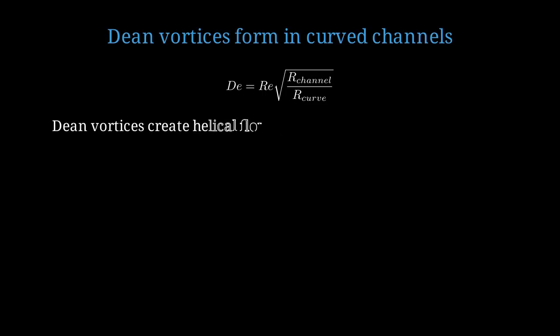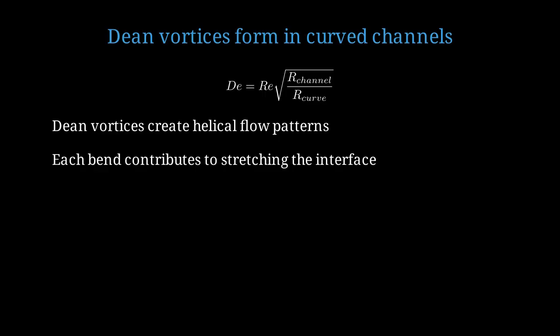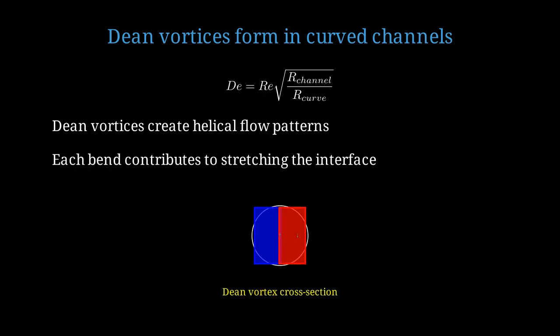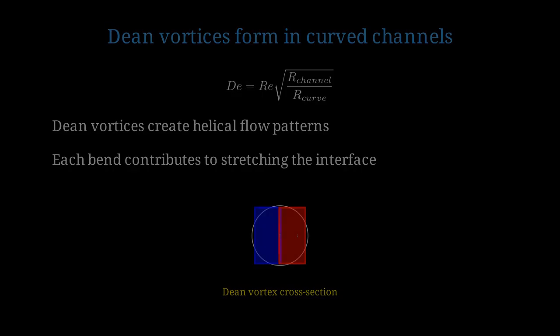These Dean vortices are similar to the vortices in herringbone mixers. Fluid spirals as it goes around each bend, creating transverse mixing. Each turn of the serpentine channel contributes additional stretching and folding of the fluid interface. Multiple bends accumulate this effect. Here's the cross-sectional view in a curved channel. The Dean vortex creates a circular flow pattern that rolls the fluid streams around each other.